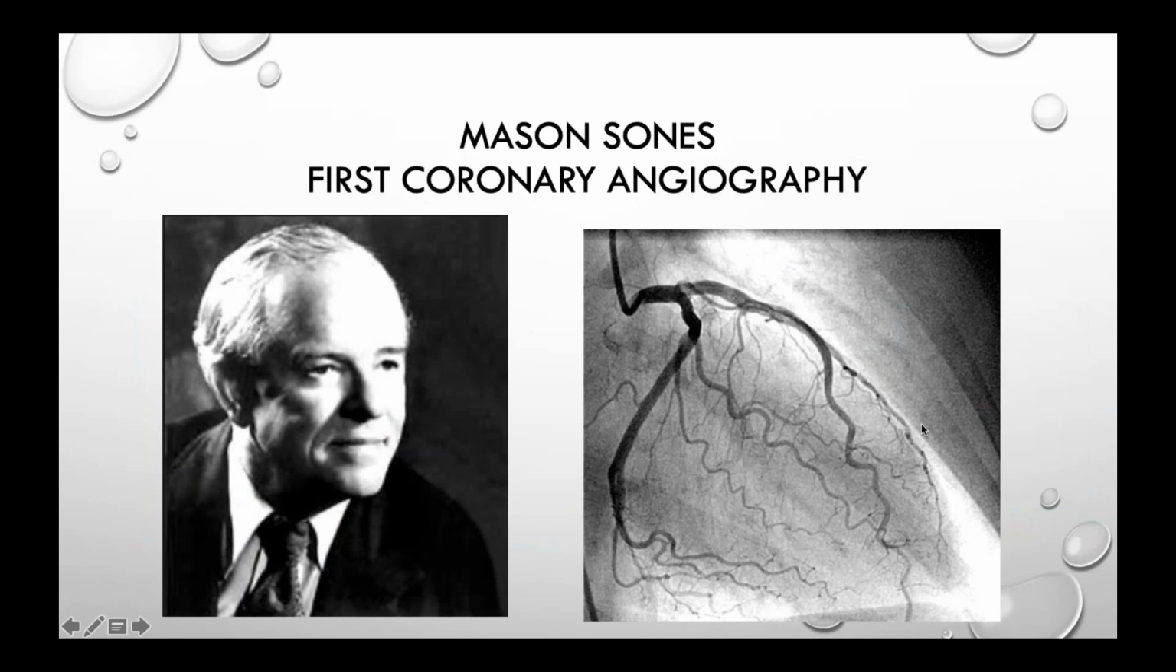Now let's look at the opening of circulation, and this gentleman was an important figure in figuring out how to do coronary angiography. This is Mason Sones. He's a pediatric cardiologist at the Cleveland Clinic, and when they were doing an aortogram, the catheter inadvertently fell into the coronary, so they accidentally did the first coronary angiogram.